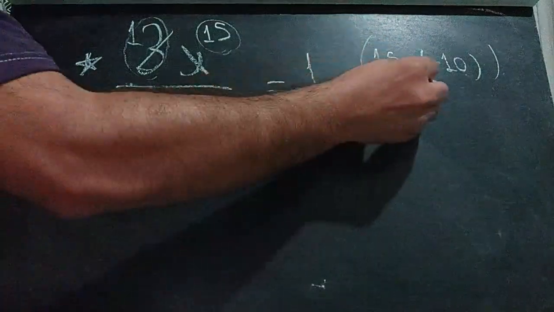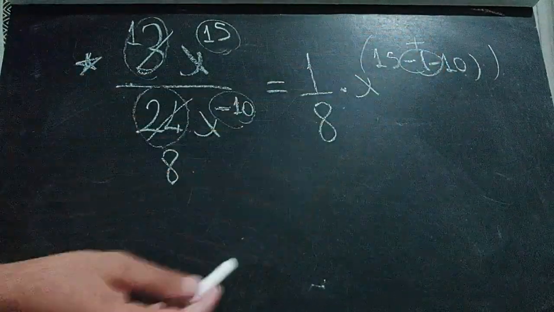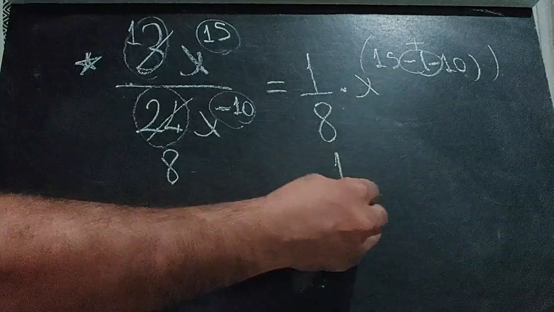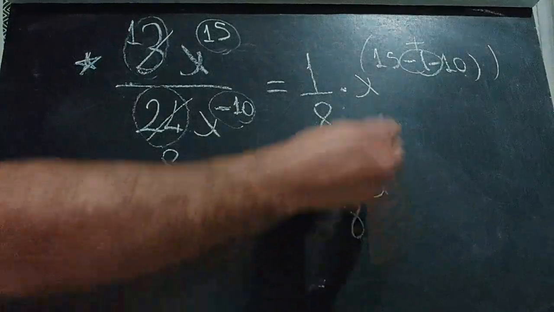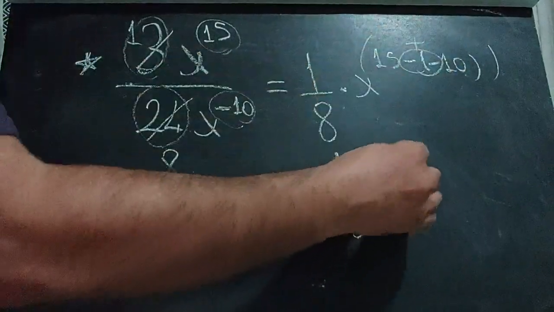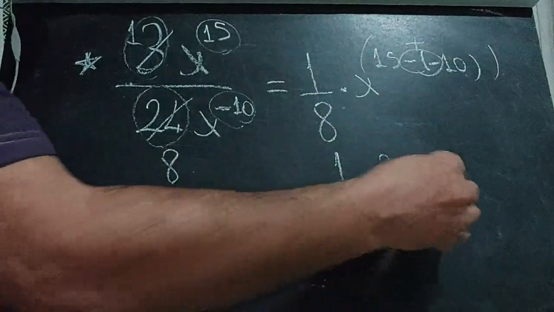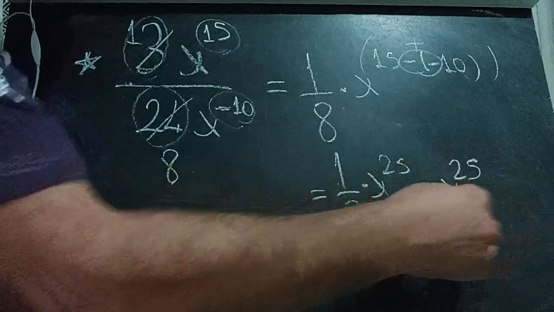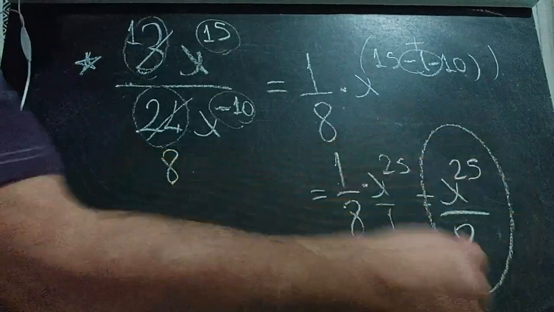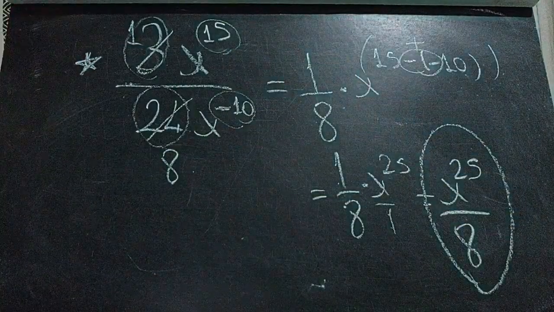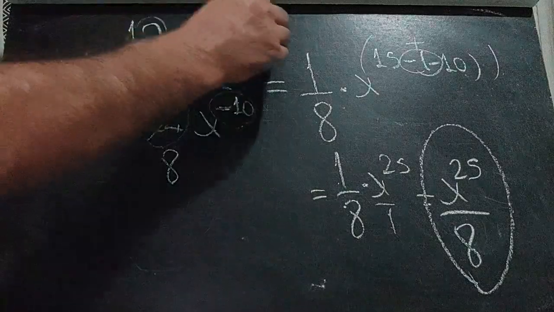Right. So from integers that will be positive. That will give you 1 over 8 times x power 15 plus 10, 25. And this one is over 1 this time. So this will be x power 25 over 8. This is my final answer. So that was the first method.